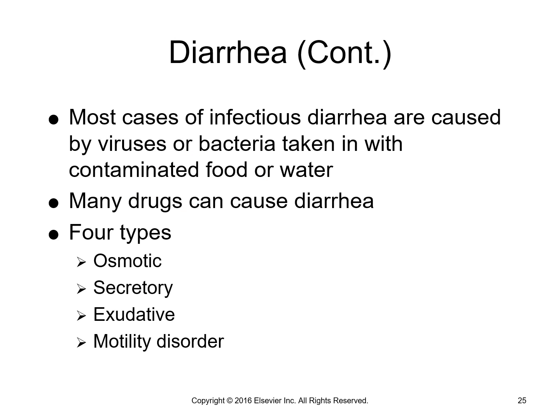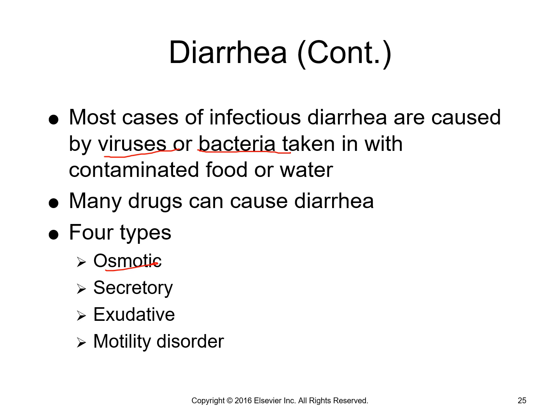Most cases of infectious diarrhea are caused by viruses or bacteria and contaminated food or water. You have your cholera, it could be amoebiasis or any kind of bacteria, or even parasitic as well. Many drugs can cause diarrhea. There are four types of diarrhea.